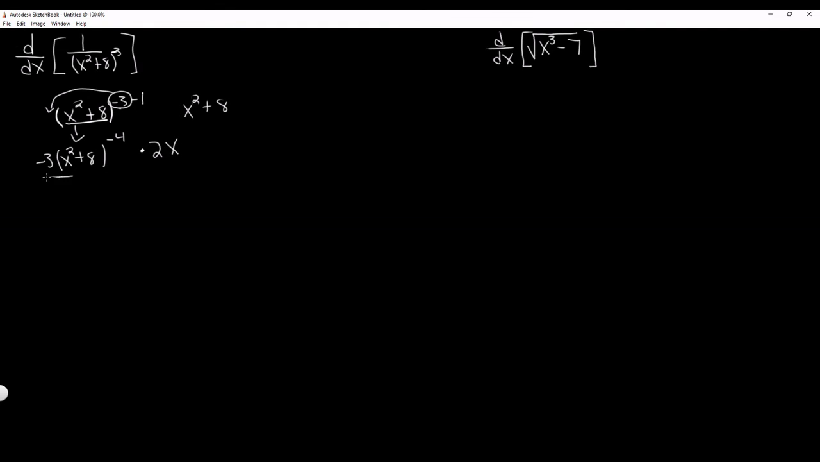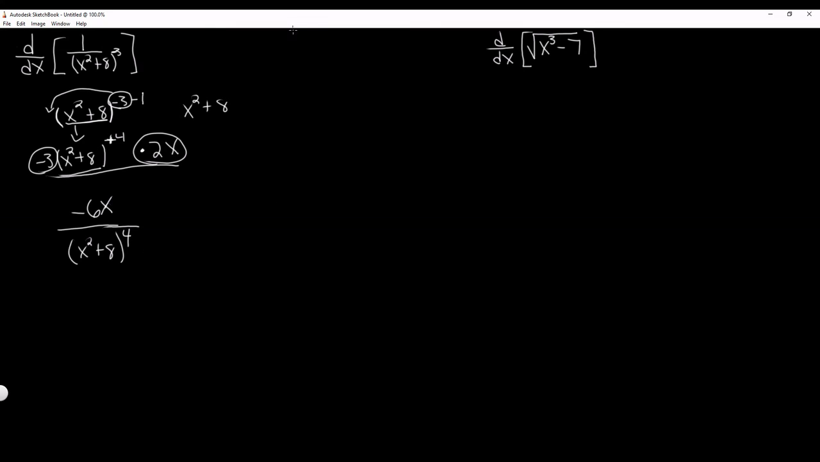And this is technically the answer, but we can do a lot of simplification. It doesn't look too pretty when your exponent has a negative, so we can actually change the sign to a positive and bring this down to the bottom. But first we're going to multiply 2x and negative 3, and we're going to get negative 6. And then we bring down the x squared plus 8 to the bottom by switching the sign to a positive. So negative 6, can't forget the x, negative 6x divided by x squared plus 8 to the 4th power.